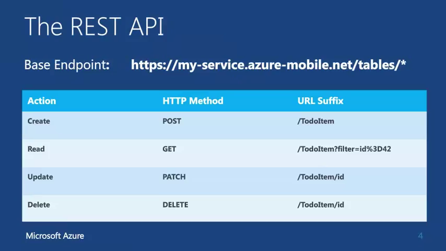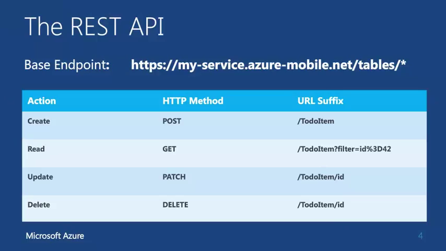Now I want to talk a little bit more about REST API. If we talk about a database, then basically we can perform 4 different operations on it: create, read, update, and delete, of course. And if we talk about REST API, because Azure Mobile Services is like a REST API, we can easily see that each action for the database has its own HTTP method, like POST, GET, PATCH, and DELETE.